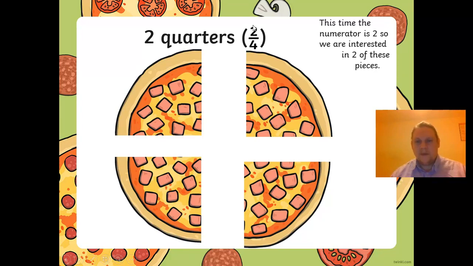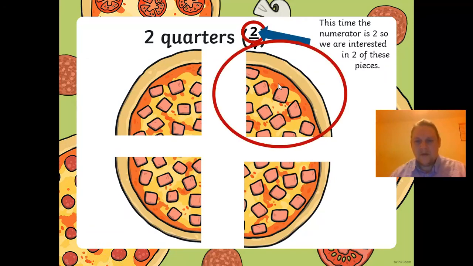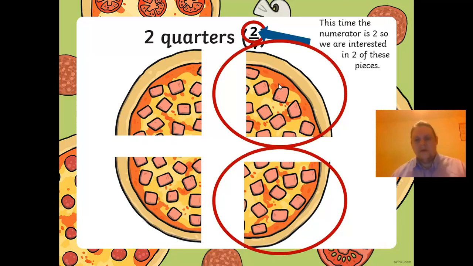This time the numerator is 2. This tells us that we're interested in 2 pieces of this pizza, 1, 2. That's why there's a 2 at the top. And the bottom one, again, tells us how many pieces there are in total. There's 1, 2, 3, 4. And we're interested in 2 of those pieces.